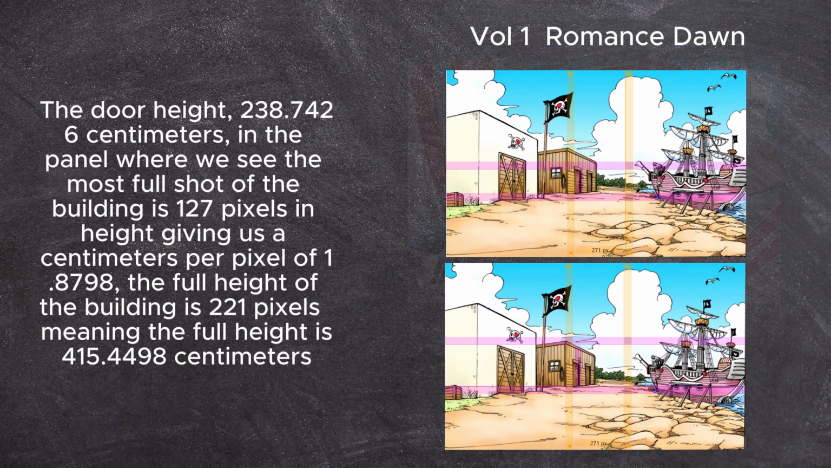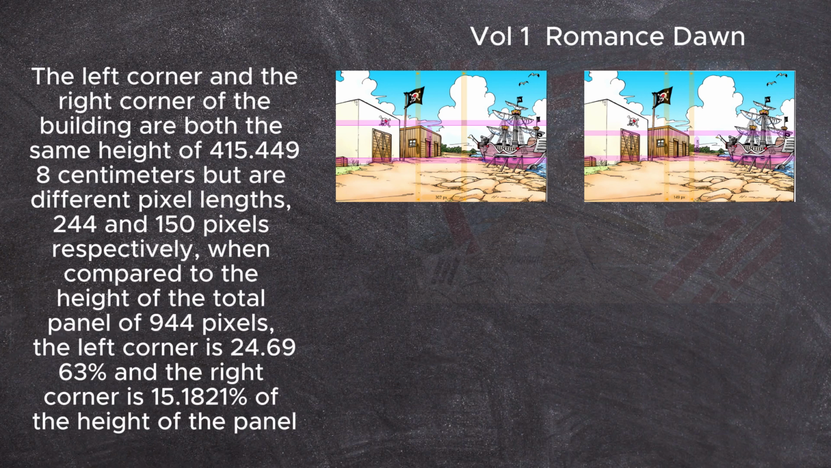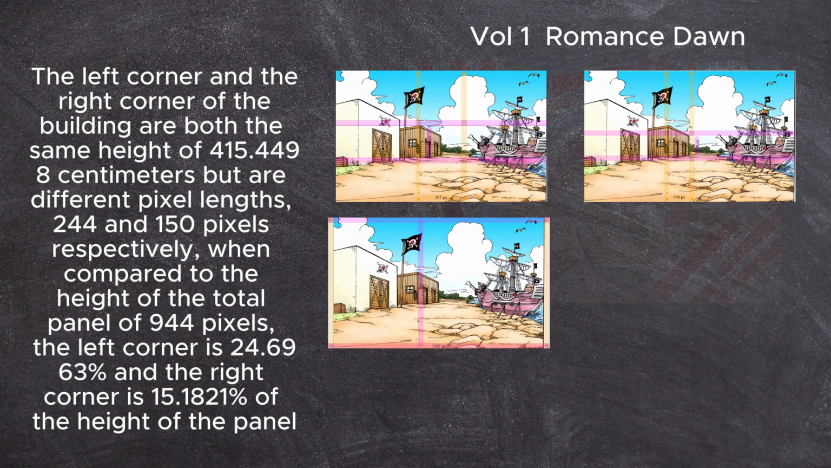The full height of the building is 221 pixels, meaning the full height is 415.4498 centimeters. The left corner and the right corner of the building are both the same height of 415.4498 centimeters, but are different pixel lengths, 244 and 150 pixels respectively. When compared to the height of the total panel of 944 pixels, the left corner is 24.6963% and the right corner is 15.1821% of the height of the panel.